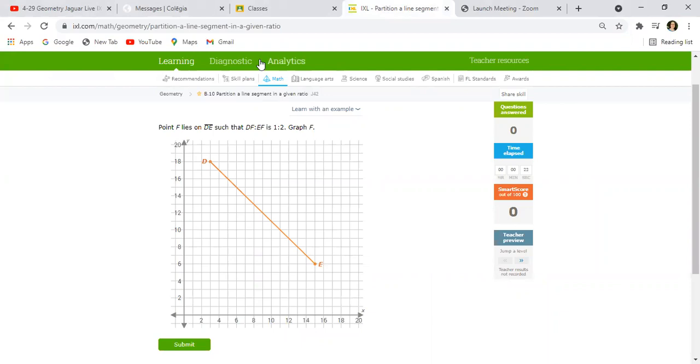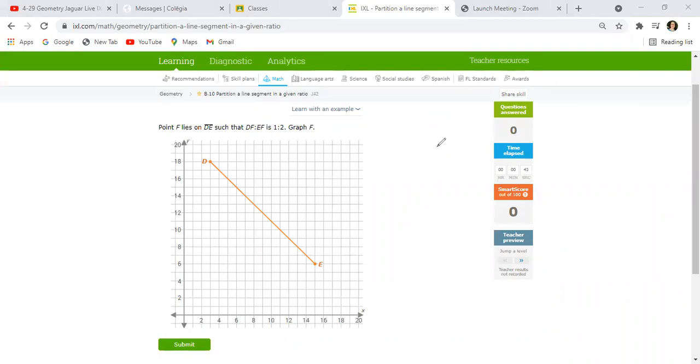Okay, I'm going to show you how to partition a line segment in IXL B.10. This goes right along with the notes that we took in class on both Thursday and Friday. So this should not be anything new when you go to look at this lesson.